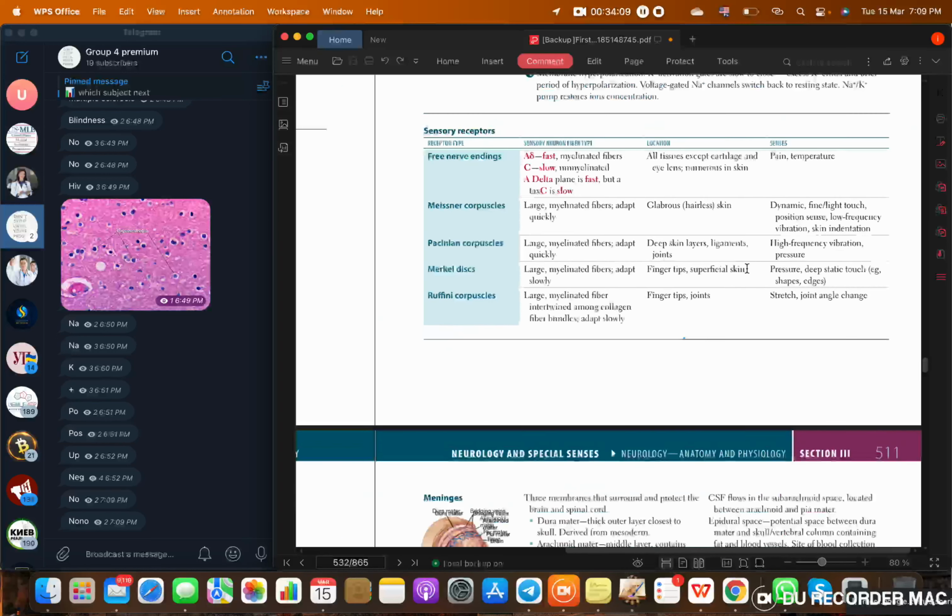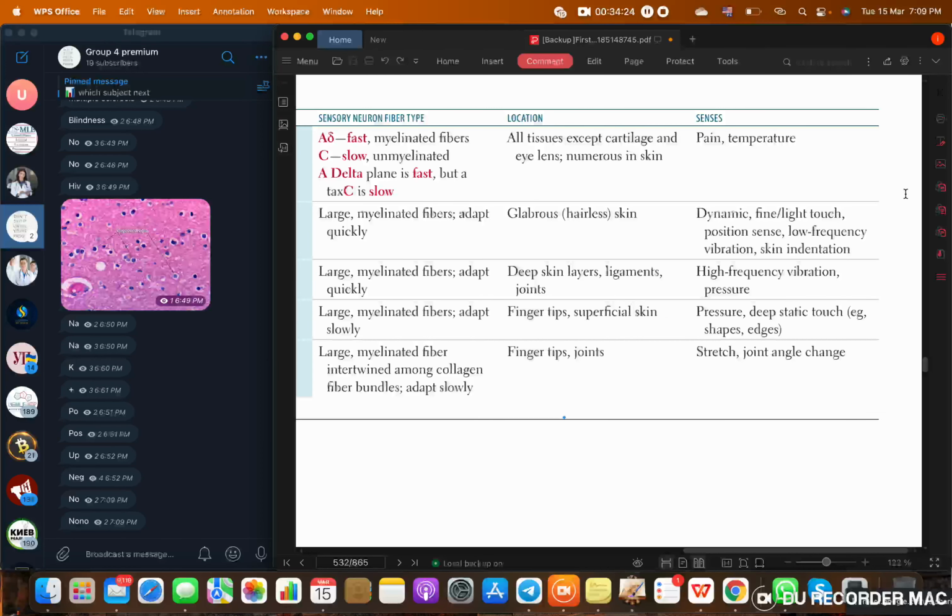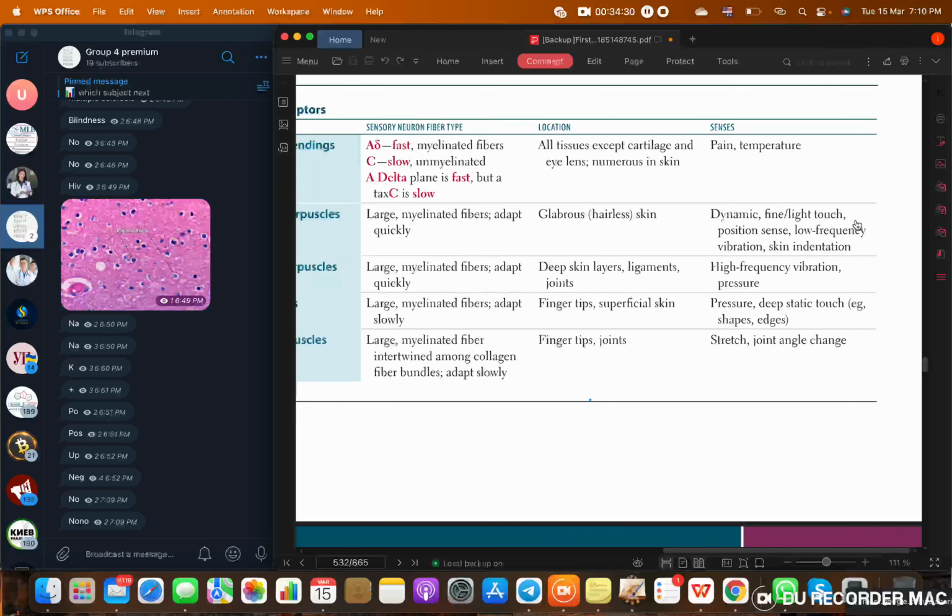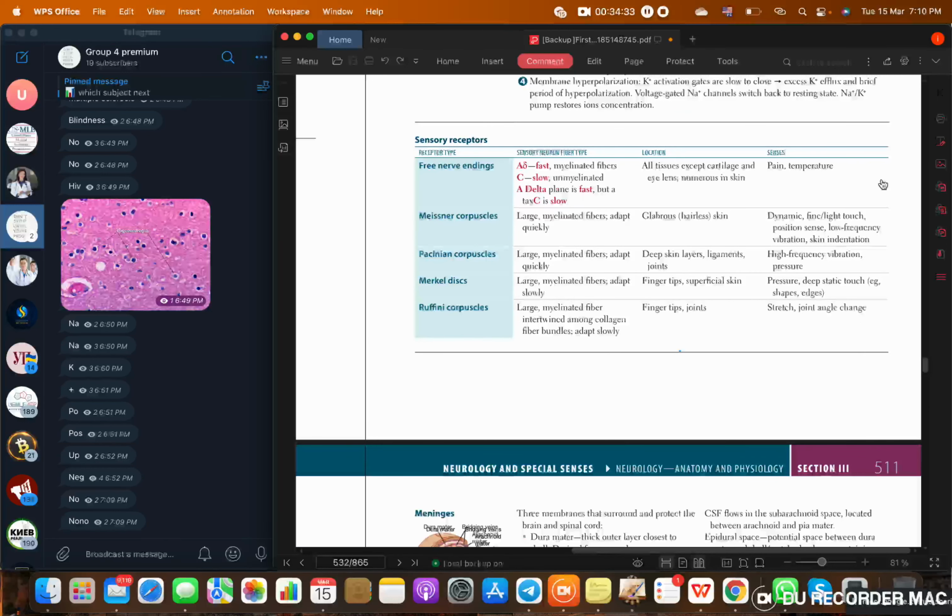Meissner corpuscles. They are large myelinated fibers and they adapt quite quickly. And the idea in these, the Meissner corpuscles, is the following. They are responsible for dynamic, fine and light touch. What is the fine and light touch? You know when you sense something and you say, oh, this is soft. Or you sense something and you say, oh, no, this is harsh. The thing that helps you tell it's soft or harsh is actually the Meissner corpuscles and low frequency vibration.